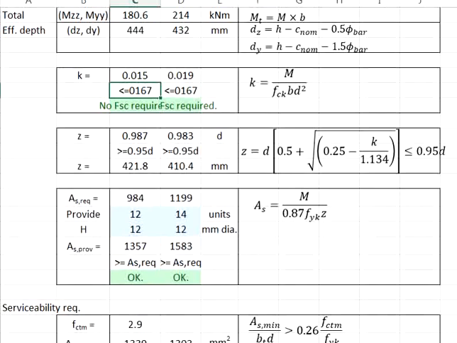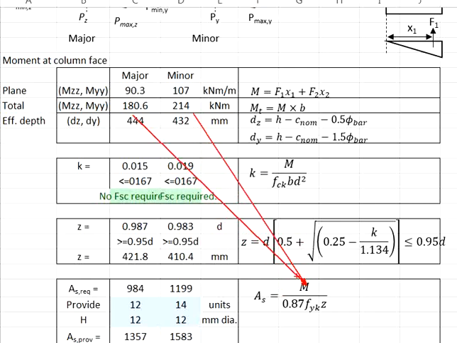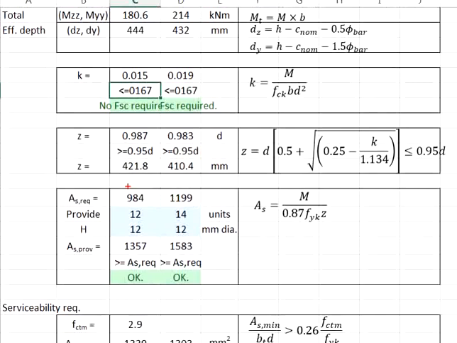And then, based on the Z calculated, we determine the AS required using this formula. The design moment for the major axis and the minor axis are here. Substitute into the equations divided by 0.87 FYK, which is 500, and then the Z, which was calculated previously. That gives you the AS required for the major and the minor axis here.